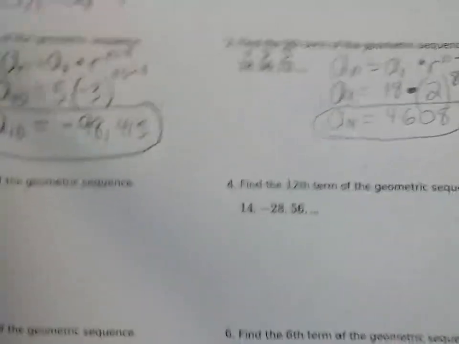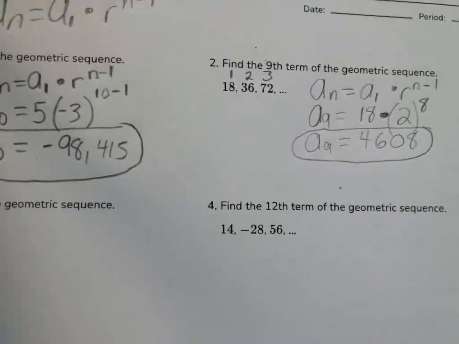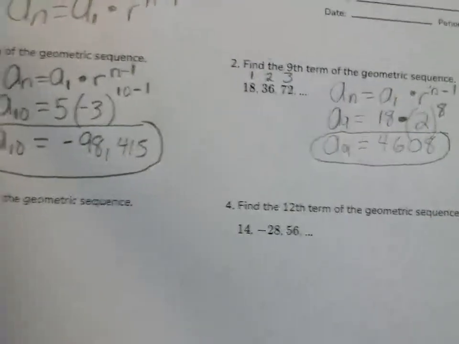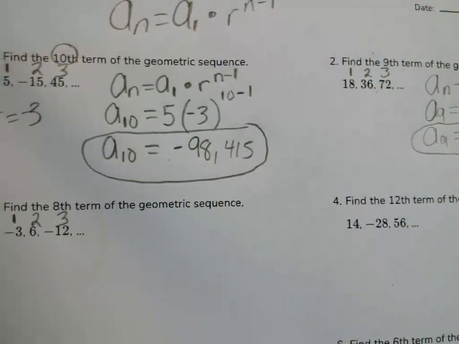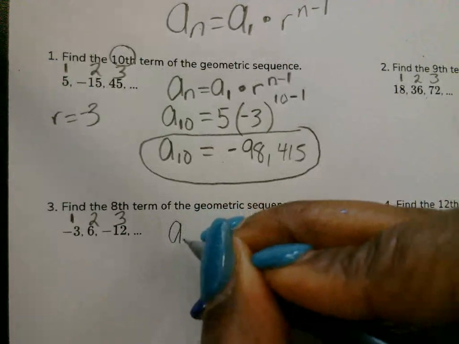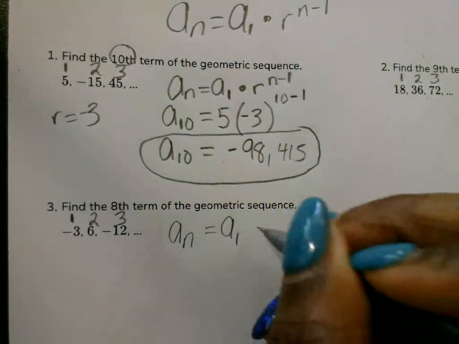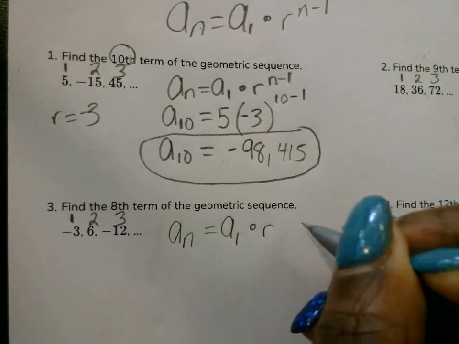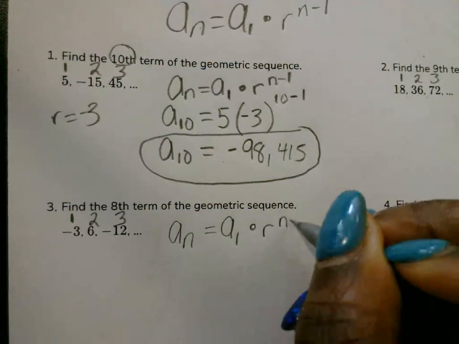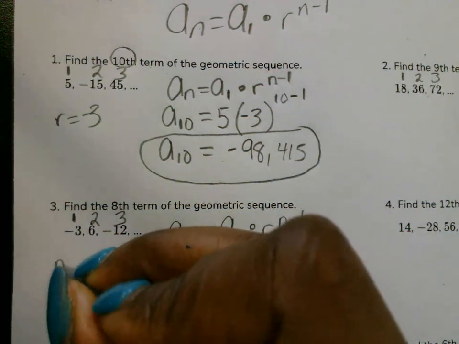All right, so I need you to try it on your own, please. Okay, I'm going to pause, give you a chance to do that, because some of y'all's answers are puzzling, okay? So let's see what's going on. All right, let's rewrite the formula. A sub n is equal to the first number in the list times the common ratio to the n minus 1 power. Okay, what's the n? What number are you looking for?